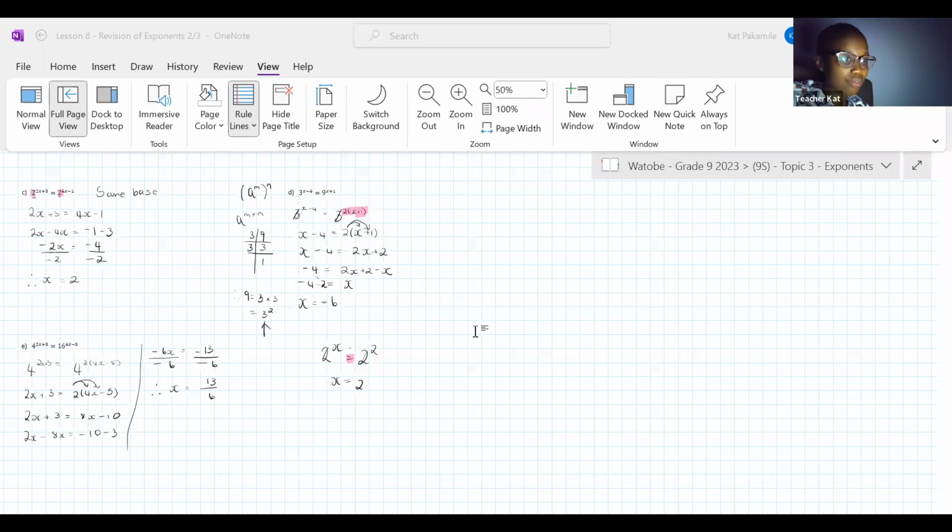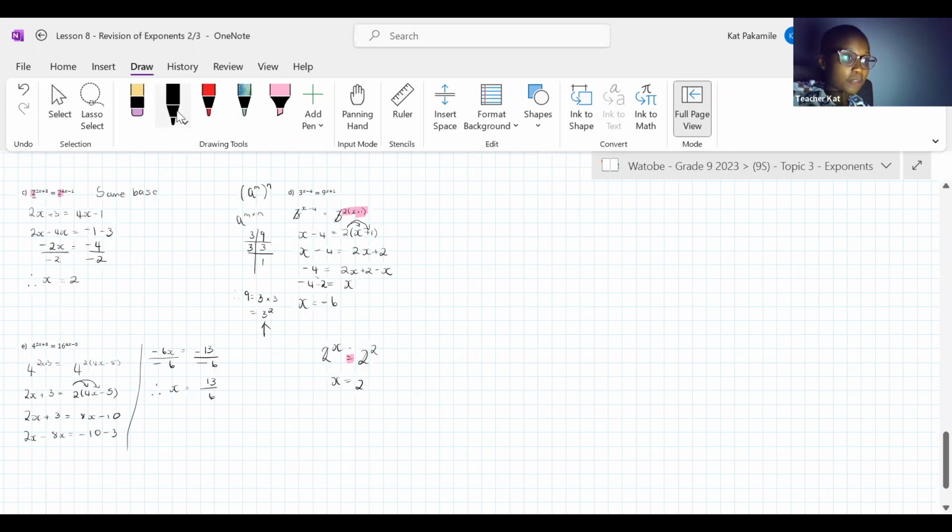We have a question. Yes. What was the question? How do we get 4 to the power of 2, ma'am? The same way, Abisha. Remember, 16 is the same as 4 squared. So that's how we got the 4 to the power of 2.